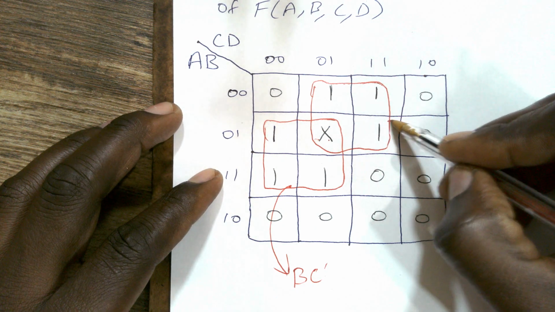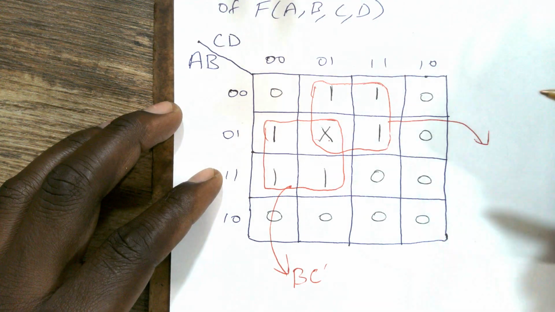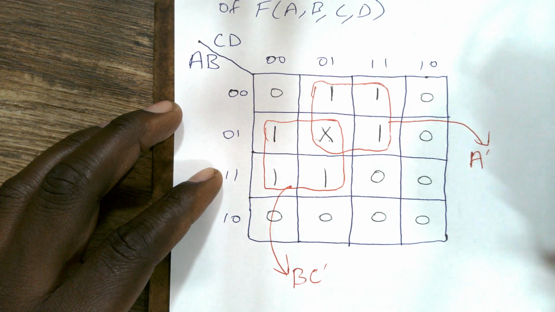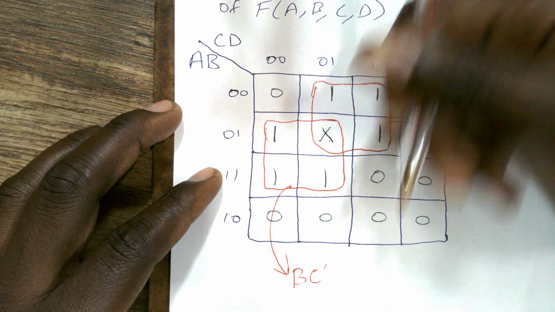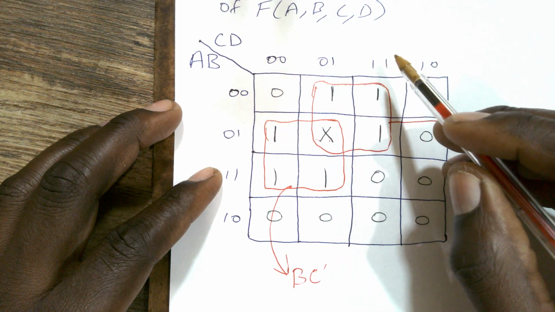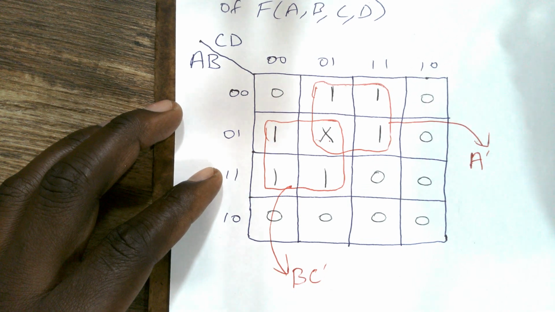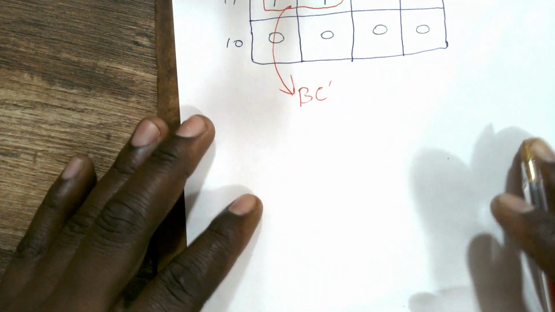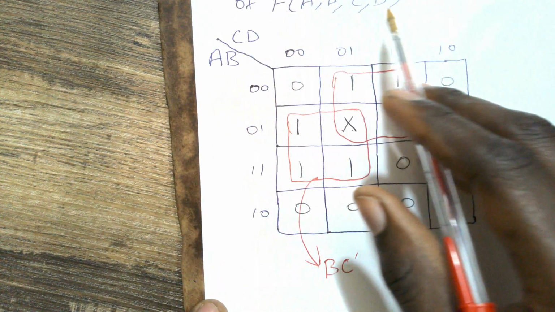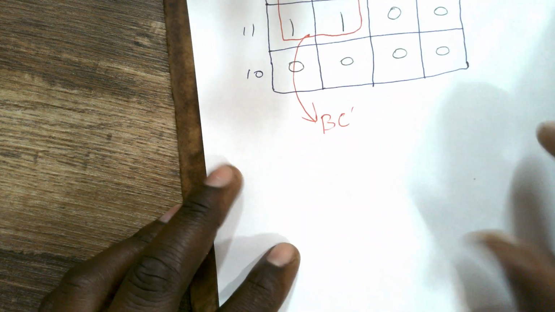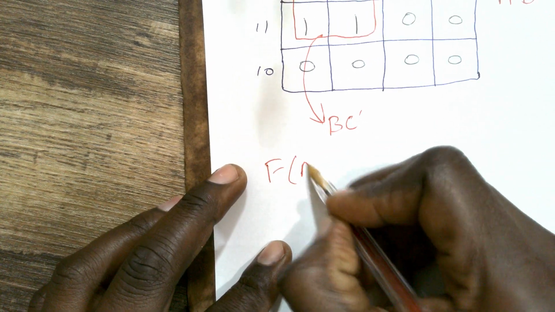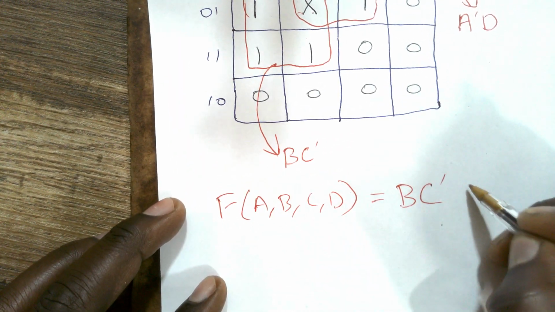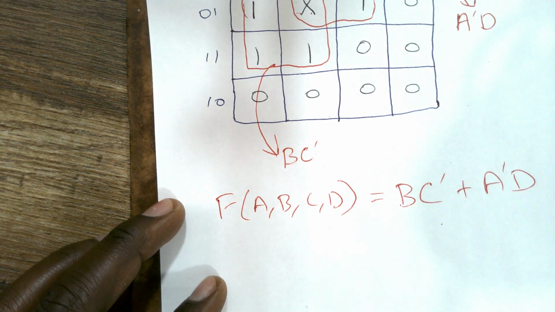And then if we look at this one here, what is common to all of them in this direction is a equal to 0. That's going to give us an expression a prime. And if we're looking downwards for this square, what is common to both of them is d equal to 1, and d equal to 1 is, think about it, d. So therefore, our minimum SOP for f(a, b, c, d), given this Karnaugh map, will be f(a, b, c, d) = b c prime + a prime d. And that's our answer.